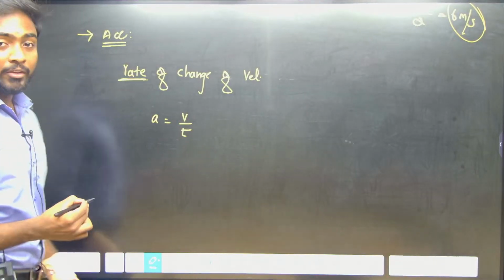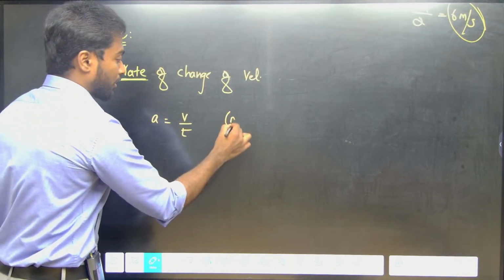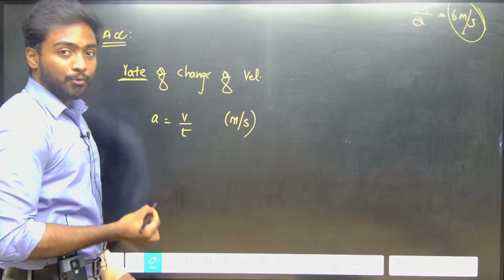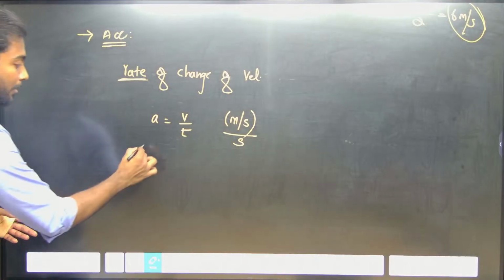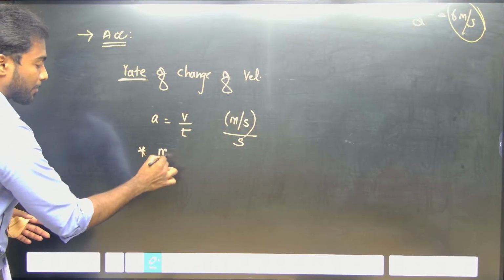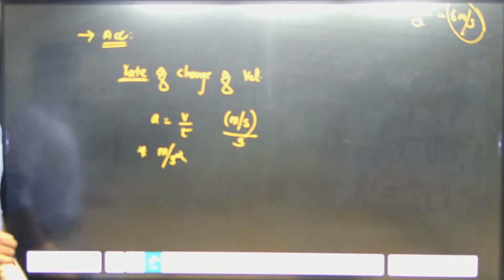Sir, what is the SI unit of velocity? The SI unit of velocity is meter per second. What is the SI unit of time? It is second. So what is the SI unit of acceleration now? The SI unit of acceleration is meter per second square.